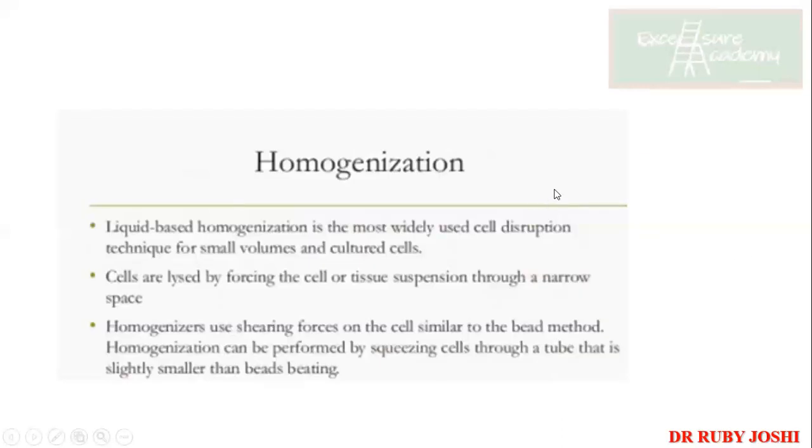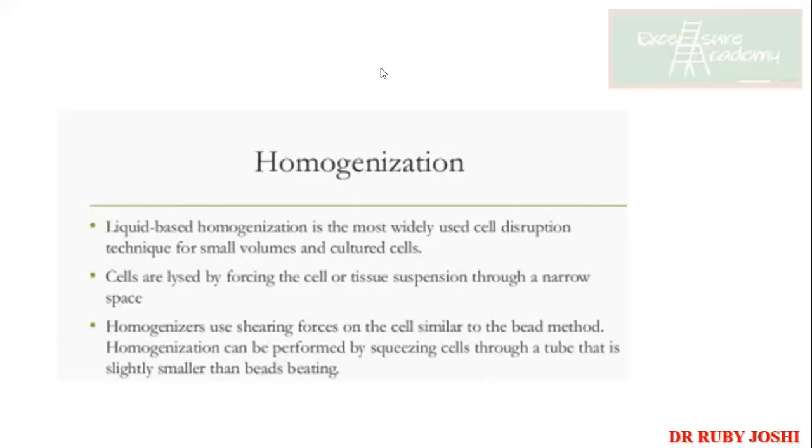Okay, now coming to homogenization. Till now we were talking about the bacterial cell and the plant cell. Homogenization is best for your animal cells. Okay. Now, why is homogenization best for animal cells? Because animal cells don't have a cell wall. Correct, they don't have a cell wall.